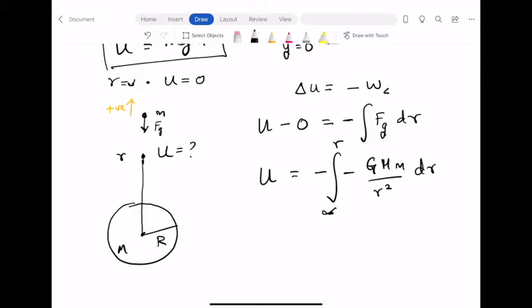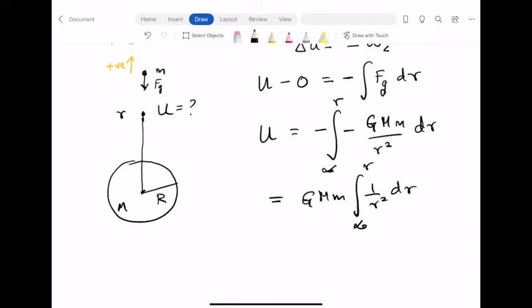All right. So now all we have to do is just evaluate this. So this is just algebra. The two minuses cancel out. And so you have to do this integral. We could probably pull out the GMm. And so now we have to integrate 1 over r squared dr from infinity to r, right? The integral of 1 over r squared is just negative 1 over r. So we end up with GMm negative 1 over r from infinity to r, right?